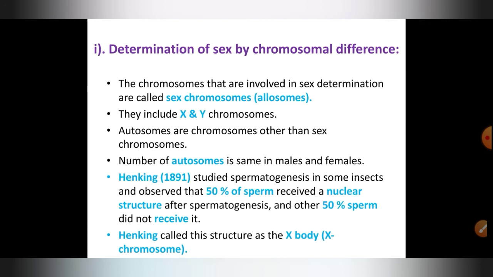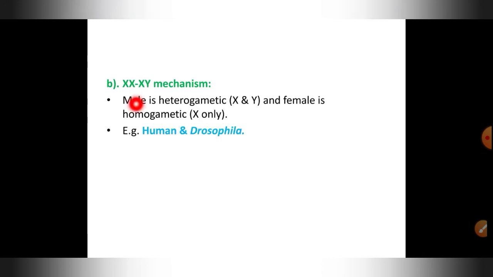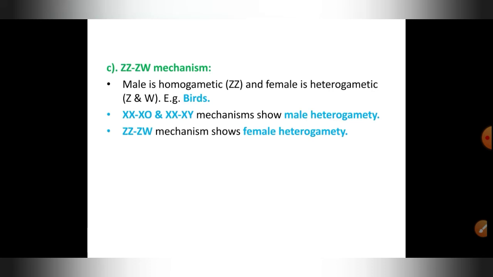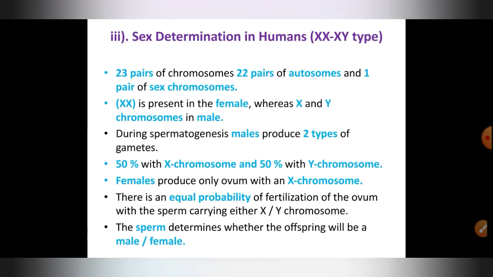Okay, so the XX-XO type of mechanism you have studied. It is seen in insects and grasshoppers. XX-XY you have studied in the case of humans and Drosophila. Then a ZZ-ZW type of mechanism can be seen in birds. Okay, so this diagram will show you how many chromosomes are there, autosomes and allosomes, how the male and female will be formed, and how it is actually determined. Okay, and in human sex determination you have studied that the sperm is the one which determines whether the offspring will develop into a male or a female.